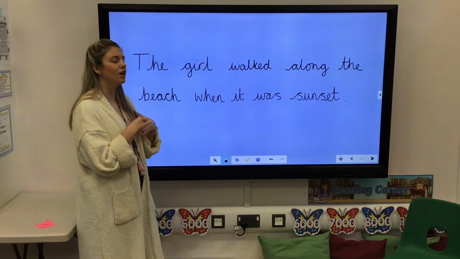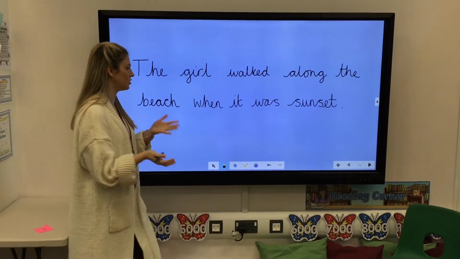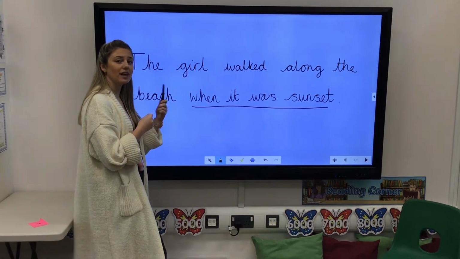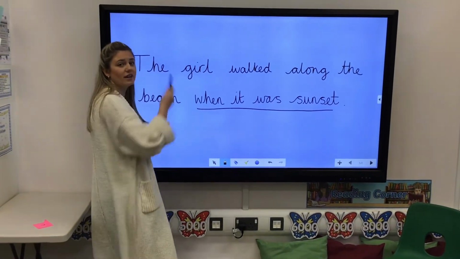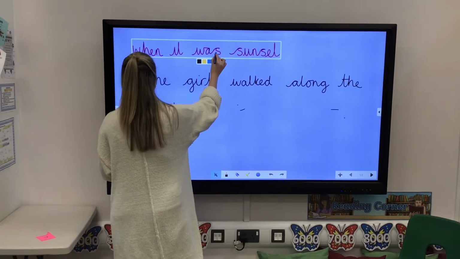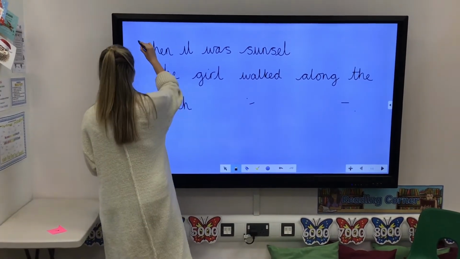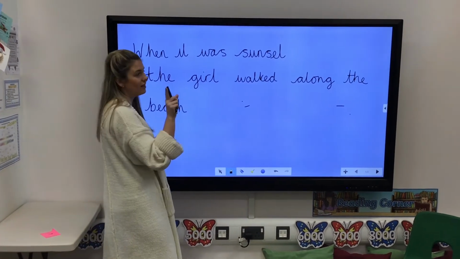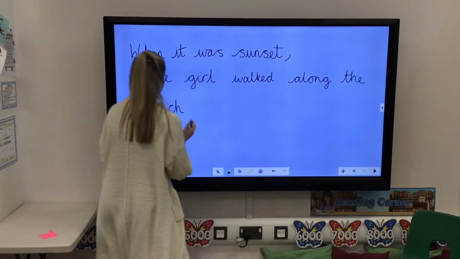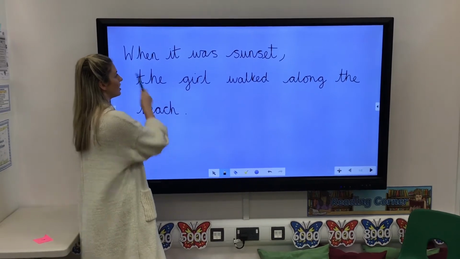Sometimes fronted adverbials can be more than one word. They're not always just slowly or quickly. The phrase that we're looking for here is when it was sunset. This is telling us when something happened. So that's our fronted adverbial, and we need to move it to the front of our sentence. Change our capital letters, and don't forget, after our fronted adverbial we need a comma and we need a full stop at the end of the new sentence. So our new sentence is: when it was sunset, the girl walked along the beach.